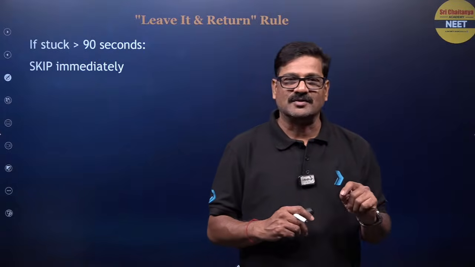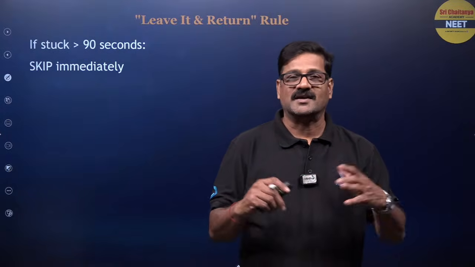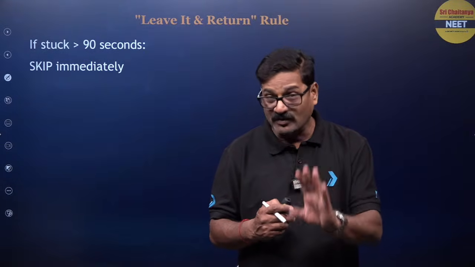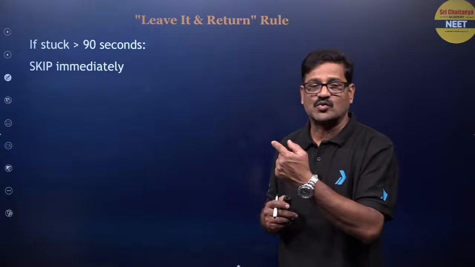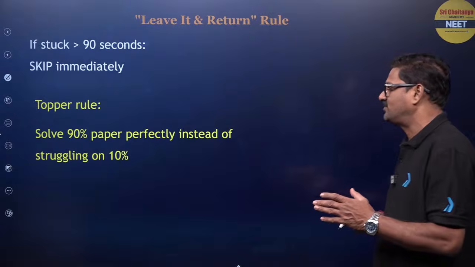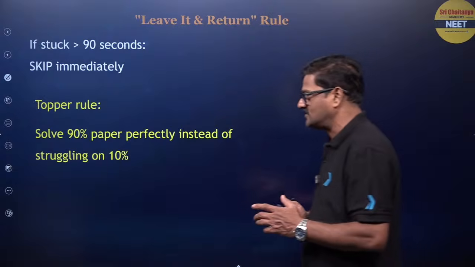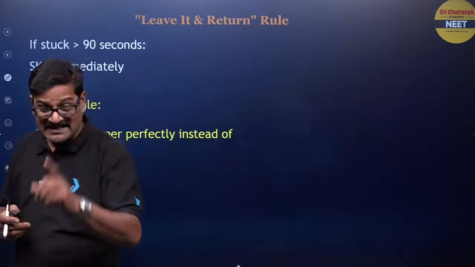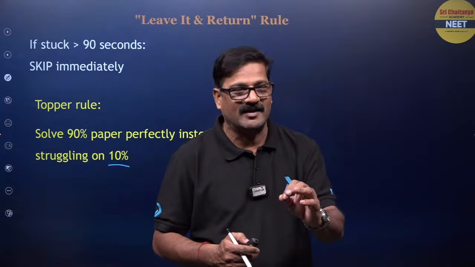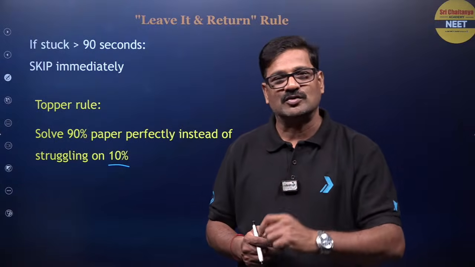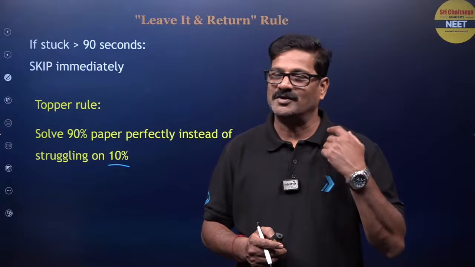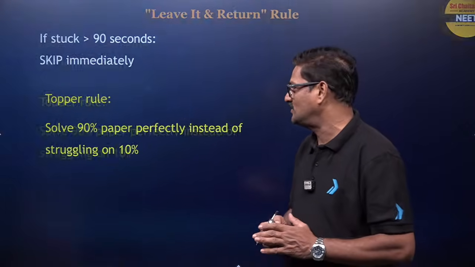So you are not actually a master, maybe out of 45 questions, maybe 1 or 2 questions if you leave. So this could be one reason. And also topper rule, solve 90% paper perfectly instead of struggling on 10%. But this 10%, I am going to take you through in the last 30 days schedule on the YouTube channel. I wanted to make it perfect, right? Don't worry. I want to give you 100% assurance.